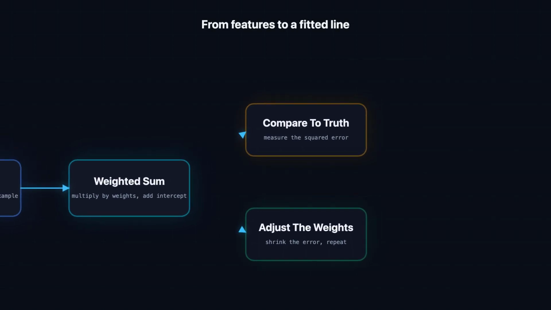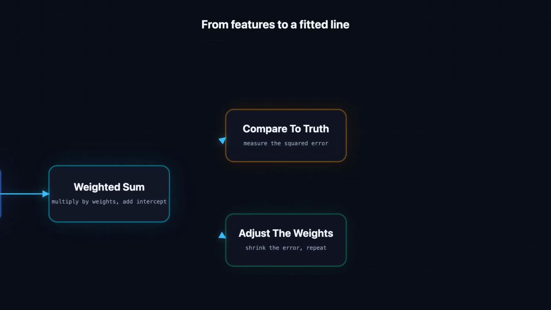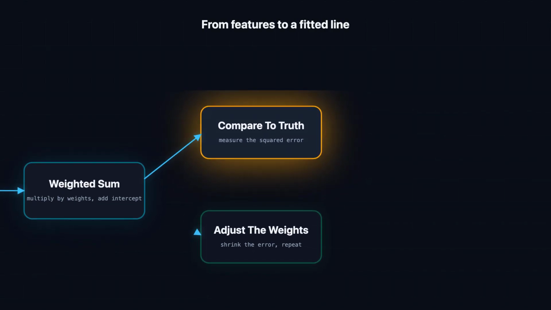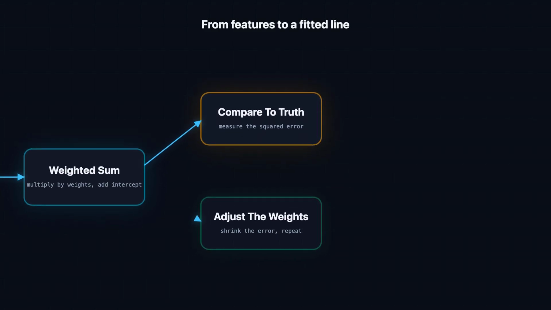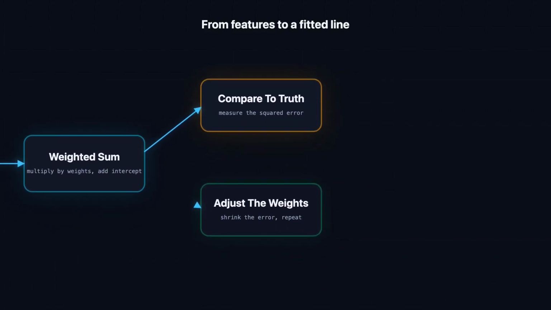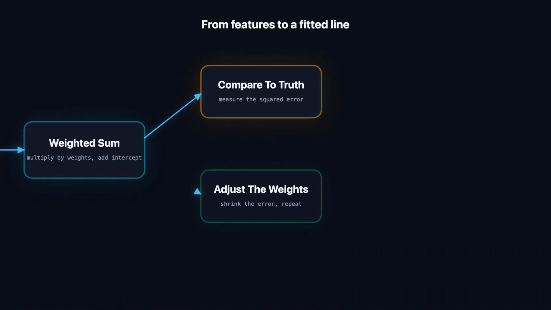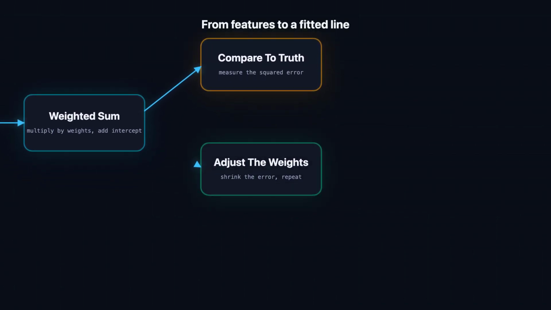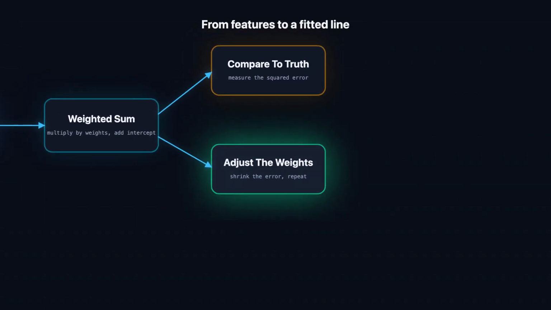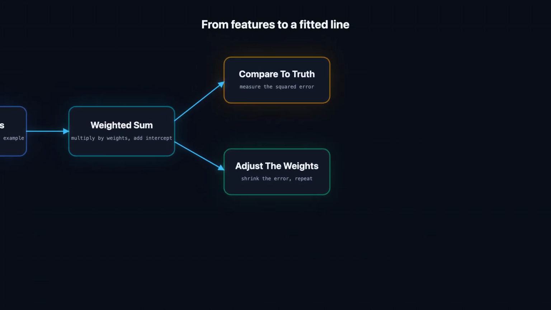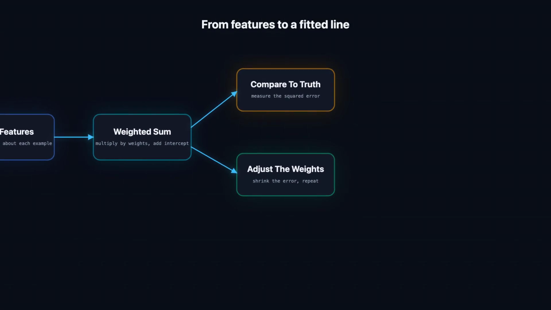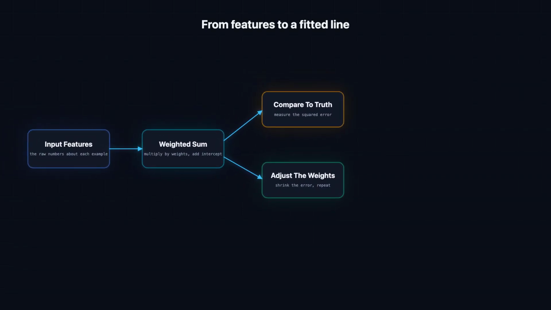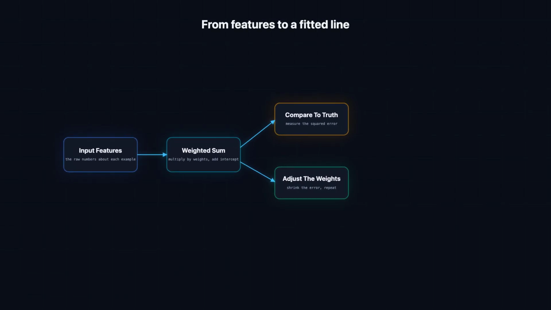A big positive weight means that feature pushes the price up hard. A weight near zero means the feature barely matters at all. Here comes the moment of truth. Compare the predicted value against the actual value we already know for this training example, and measure the gap. We square that gap so misses in either direction count, and so that large errors get punished far more than small ones. Finally, adjust the weights to shrink that squared error, then repeat across all the data. Over many passes, the line settles into the fit that makes the total squared error as small as it can possibly be. That best fit is what we call the least squares solution.